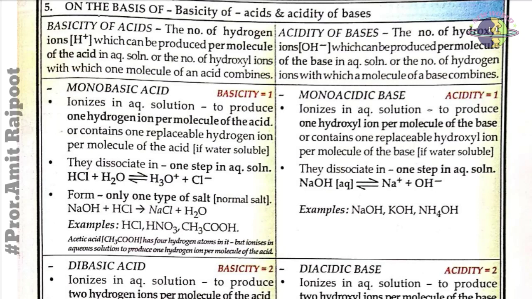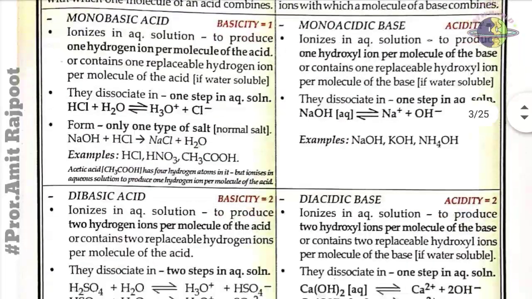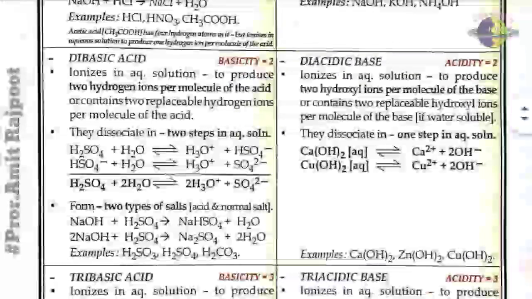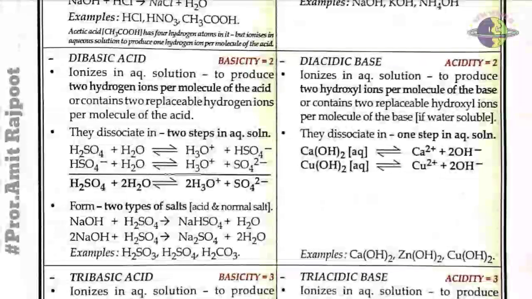In a monoacidic base, where acidity is 1, the base when ionized in aqueous solution produces one hydroxyl ion. See, NaOH when it dissociates in water gives Na plus and OH minus, and OH minus is one acidity. Come to the second, dibasic acid. In dibasic acid there will be 2 hydrogens, as in H2SO4. In a diacidic base there will be Ca(OH) whole twice, so the number of OH is 2. These are called diacidic bases.